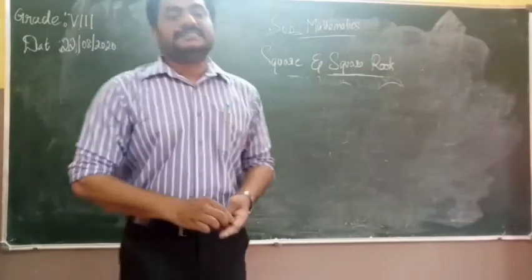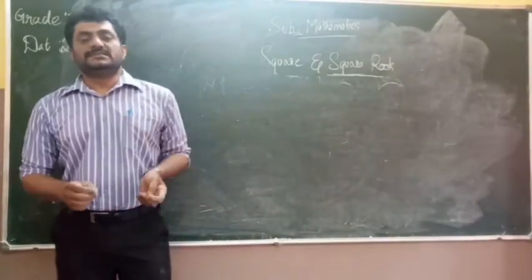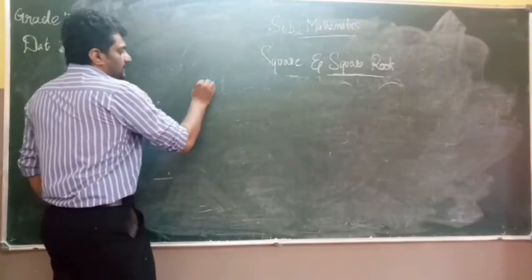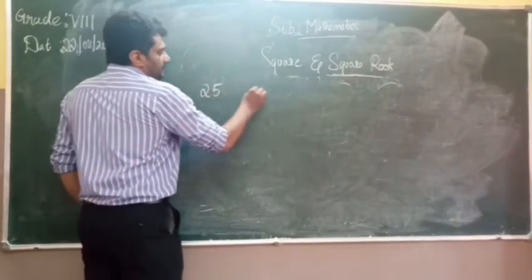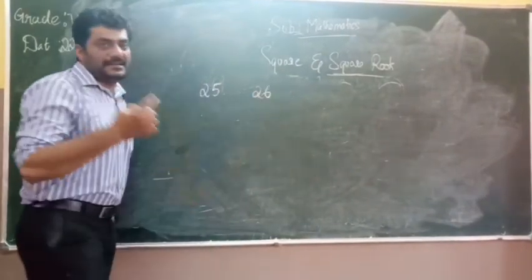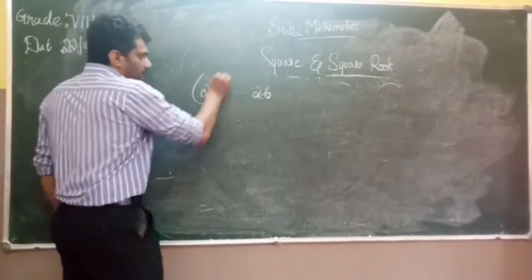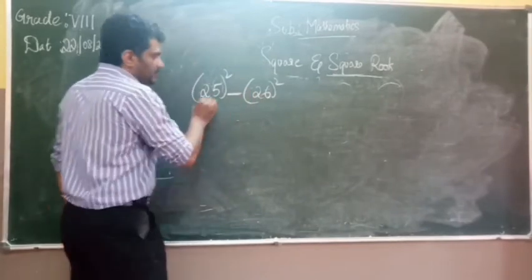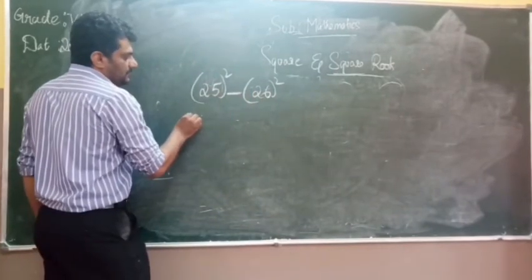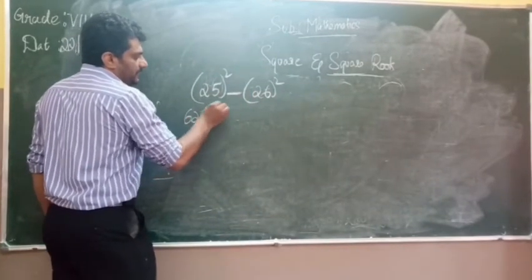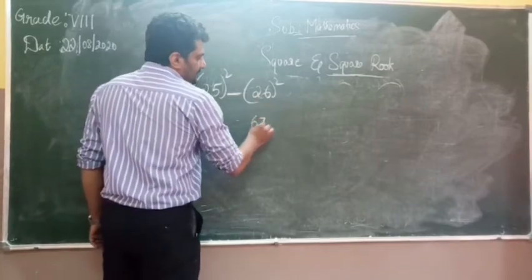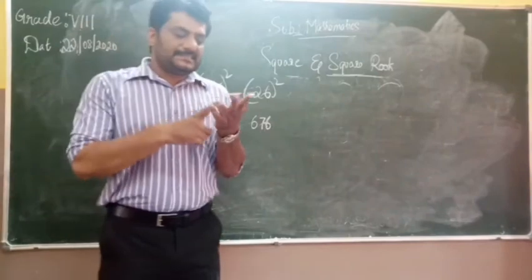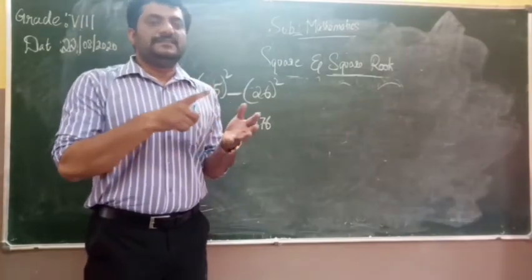Now, how many numbers lie between two consecutive square numbers? What they are asking here is, they have the numbers 25 and 26. If I do a square, how many numbers do I get? 25 square is how much? 625. This is 676. So you have to add 626, 627, 28, 29, 30, 31.